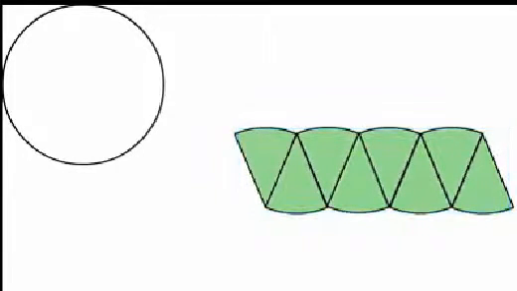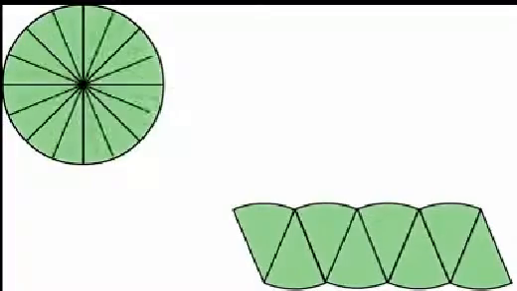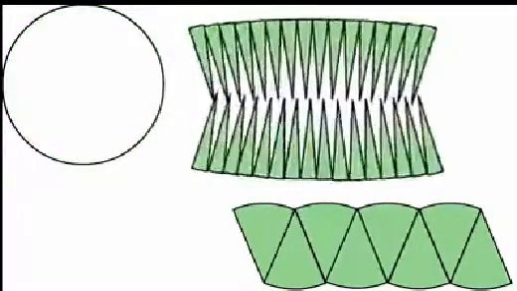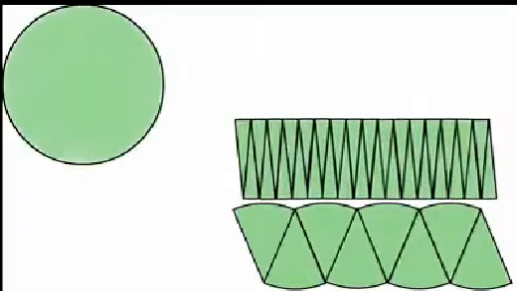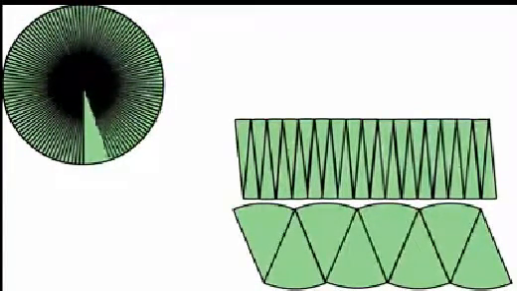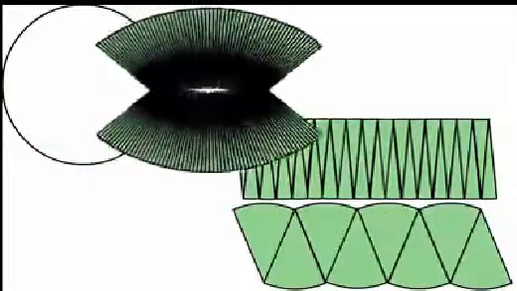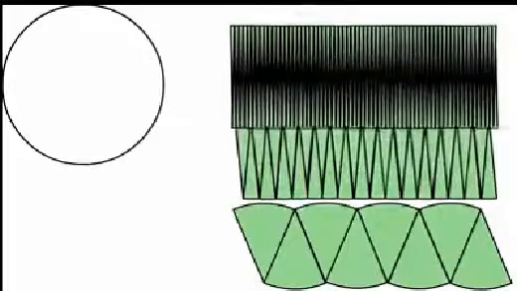As you can see, it barely resembles a rectangle. So next, we will divide the circle into small equal pieces, and we will arrange them in the same manner. You can see that it appears more like a rectangle. So, if we divide the circle into even smaller pieces, you can see that every time the shape becomes more like a rectangle.